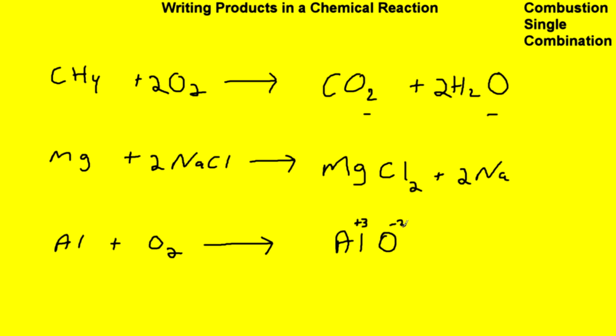Oxygens are -2. Crisscross. 2, 3. There we go. Get rid of our charges to make it look nice. And now we have to balance. We have a 3-2 situation with the O's, so let's go 2, 3. That gives us 4 aluminums. We're done. Writing products and chemical reactions. You can do it. Piece of cake. Be a chemist.